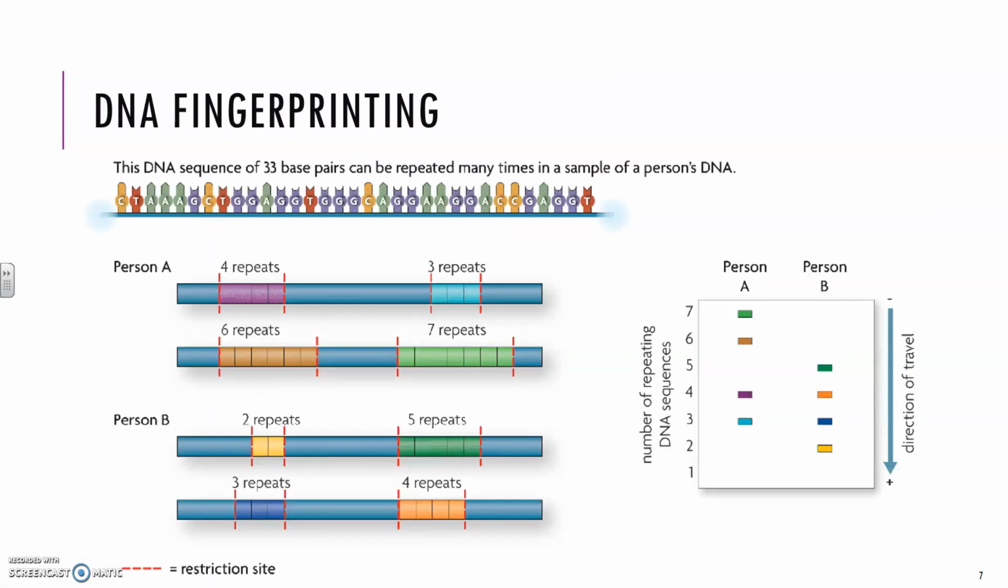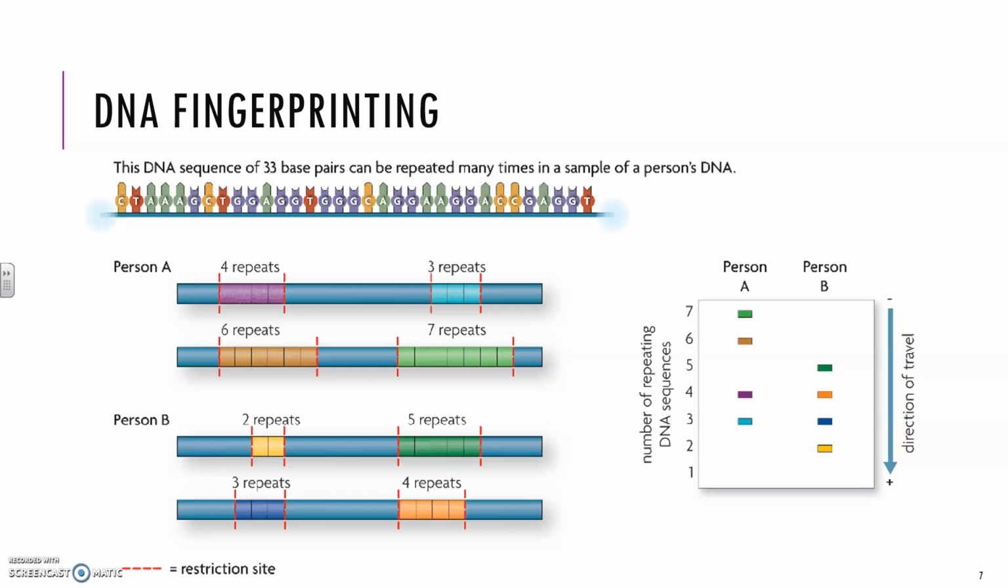So, example of a DNA fingerprint, okay? If we look at this sequence here, say this is the sequence of the repeat, okay? It's 33 base pairs, and it can be repeated multiple times in a sample of a single person's DNA. Okay, so we look at the DNA segments from person A. They have 4 repeats, then 3 repeats, then 6, then 7. Okay, so 7 will be at the top because it is the largest. Then you'll have 6. Underneath that, you'll have 4 and then 3.